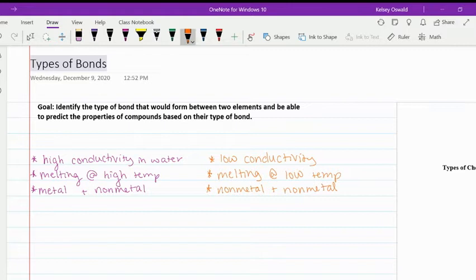At the end of the lab, we were able to put names to these two groups. That first group, which was very conductive and had high melting points, are called ionic compounds. To those ionic compounds, we're going to add a property that we did not see in full force: ionic compounds are typically soluble in water. And the group with a low conductivity and a low melting point, made from nonmetals, are covalently bonded.